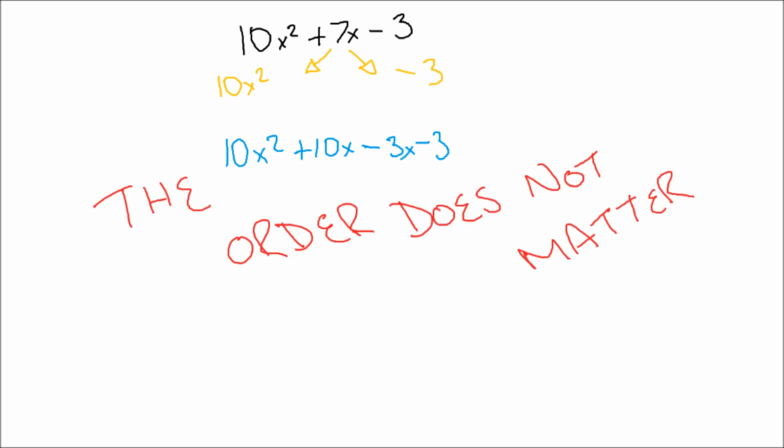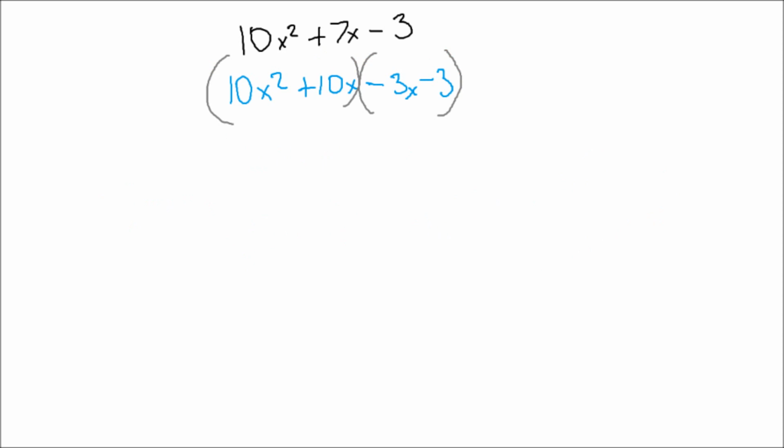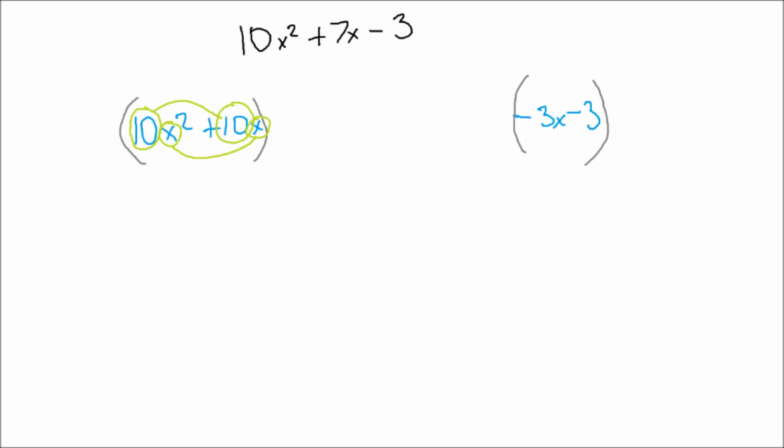The order of the separated numbers does not matter, as long as they are between a and c. I just put the 10 first, because it makes it easier when we are combining like terms. The next part's a little bit weird. I personally think of the next part as two different entities, the 10x squared plus 10x, and the negative 3x minus 3. I basically just put brackets around each separate entity to make it easier to work with.